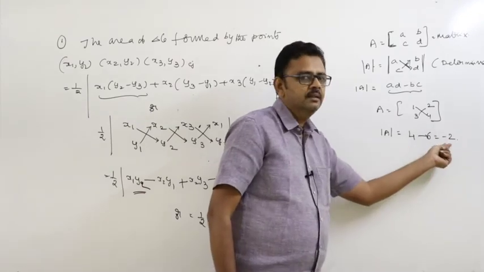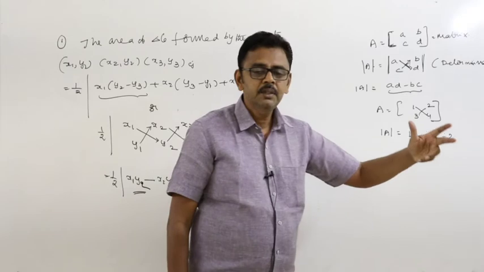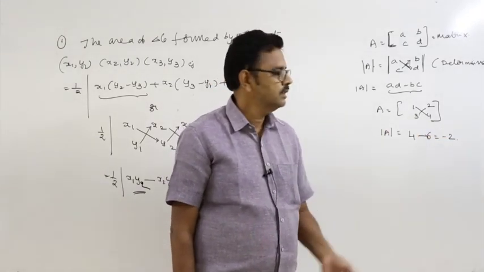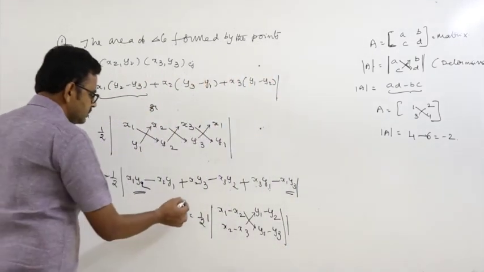Determinant is nothing but a number. Minus 2 is a number. Area means not in negative values. Your area, weight, height are not in negative values. For that, you can put mod of. This is also what we use.